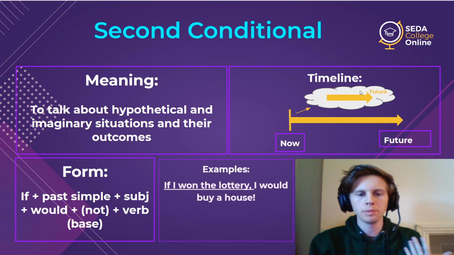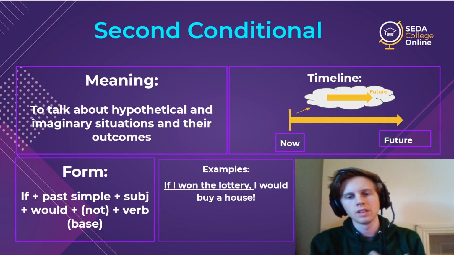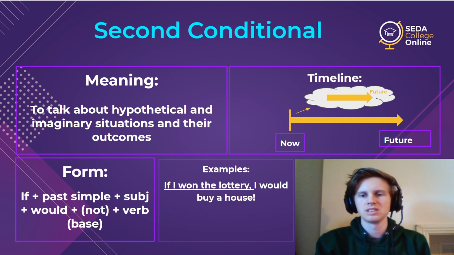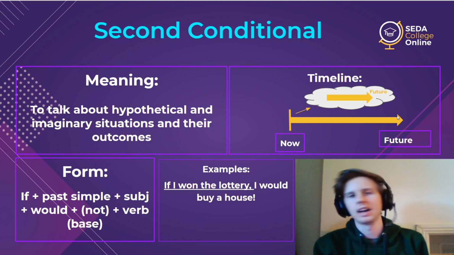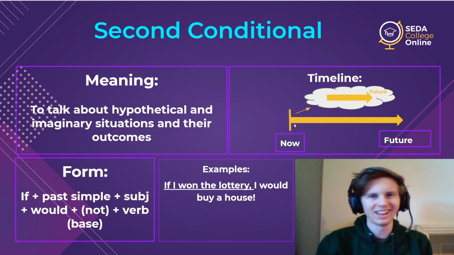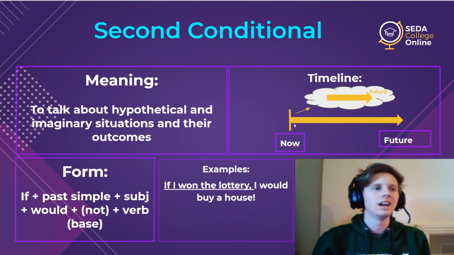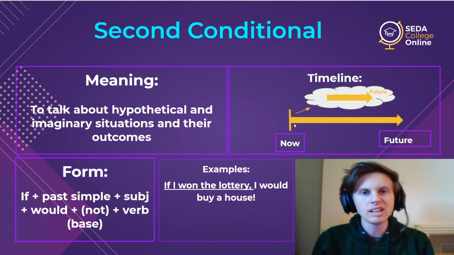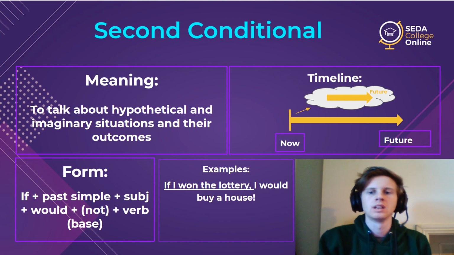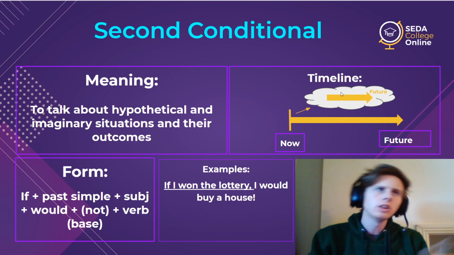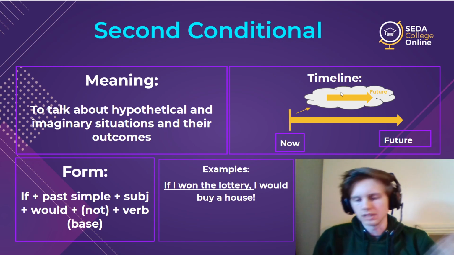So for example, if I won the lottery, I would buy a house. I know my future. I probably will not win the lottery. I don't play, so I know I cannot win the lottery. I do not buy tickets. So I'm imagining, well, if I did, I would do this.